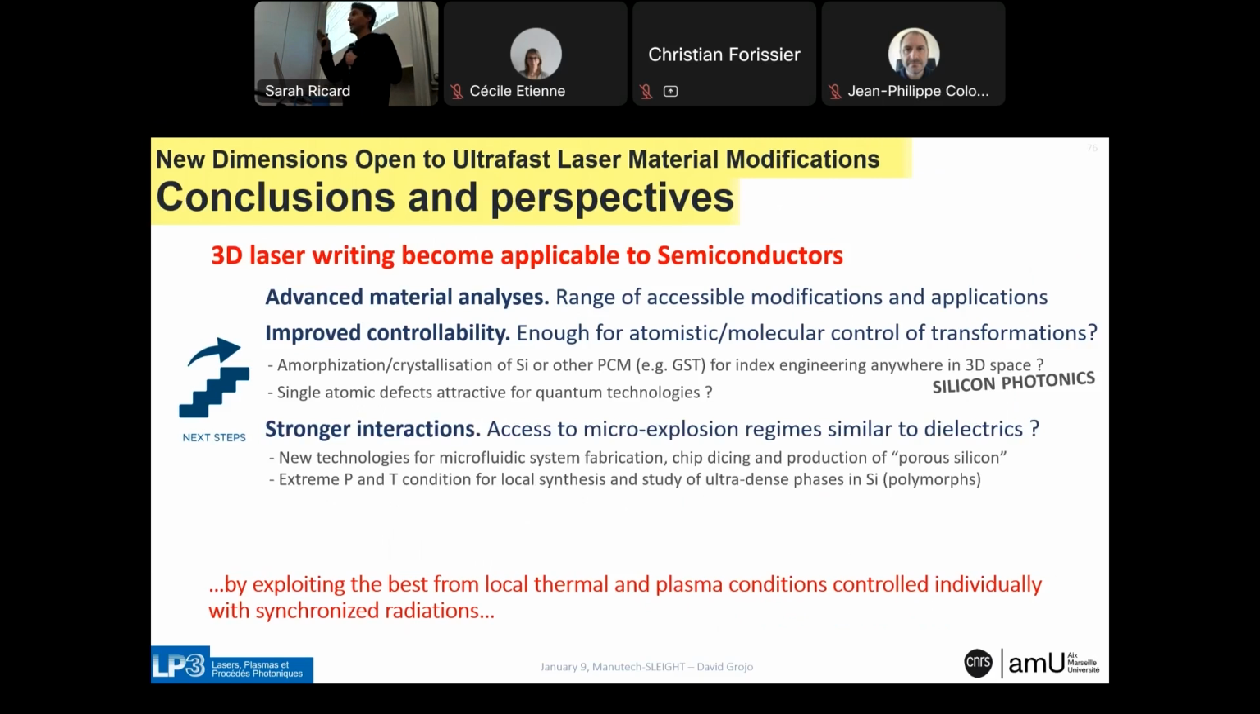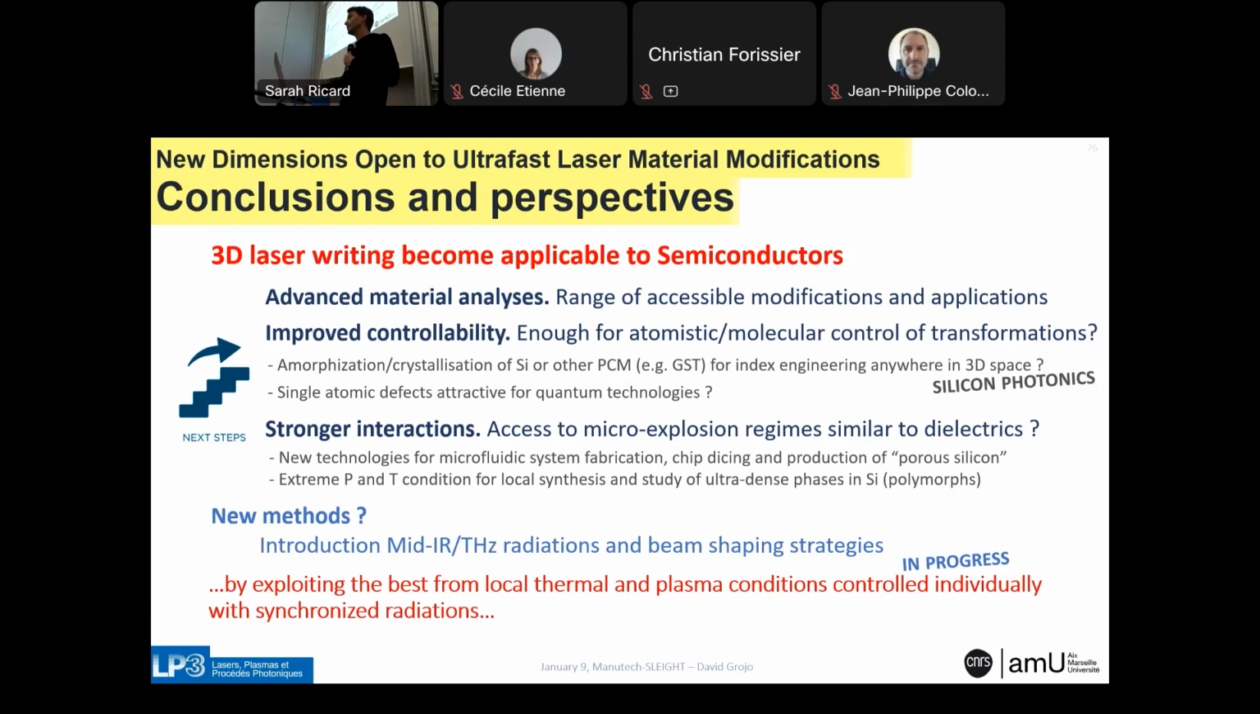In dielectrics, I have been talking about extreme conditions, microexplosion. This has not been reached yet in semiconductors because it was very hard to increase the energy density to cross the threshold for modification. So this is probably also an aspect on which people will concentrate their efforts. And obviously it will rely on new methods, but progressively we see mid-infrared lasers more and more applied to address these questions.